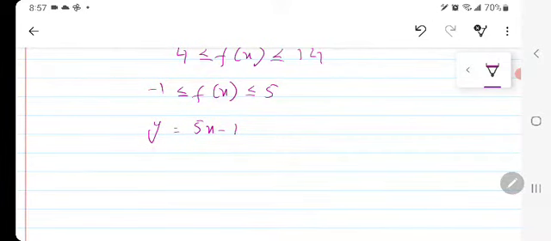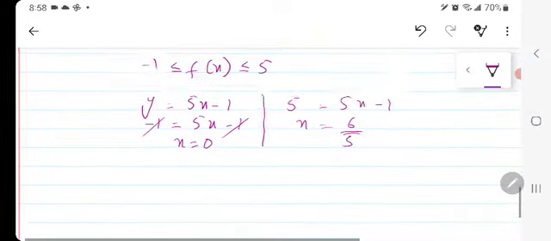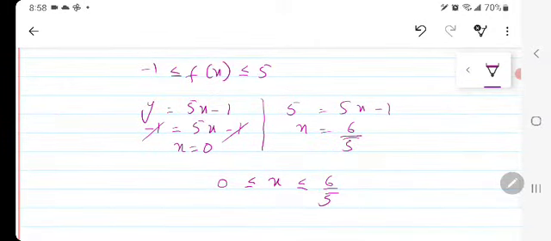I am substituting -1 as the value of y. So this will become -1 and -1 will be cancelled. X is coming 0. And if I substitute 5 in place of y, 5 plus 1 will become 6. The value of x will become 6 over 5. So it means that its domain is from 0 to 6 upon 5. Okay, understand?